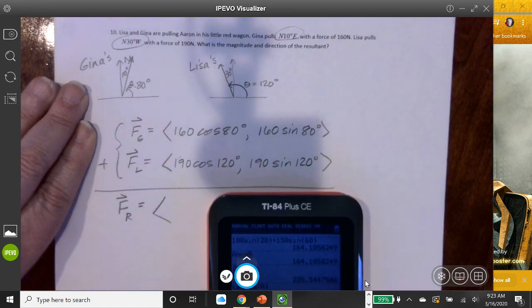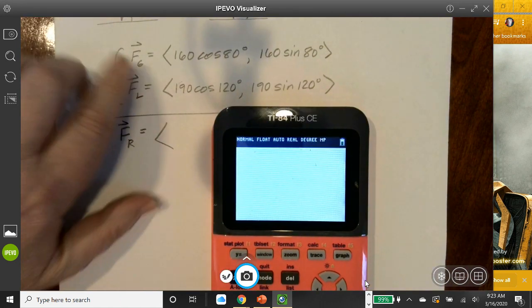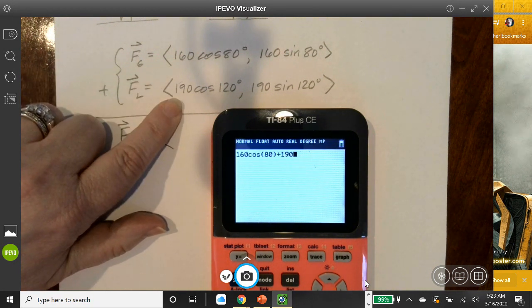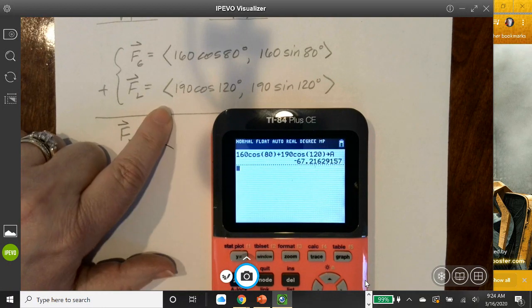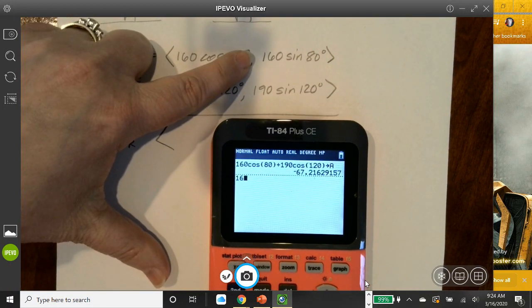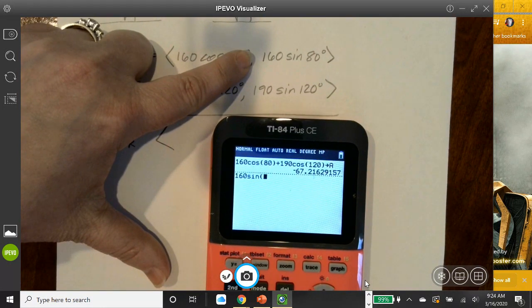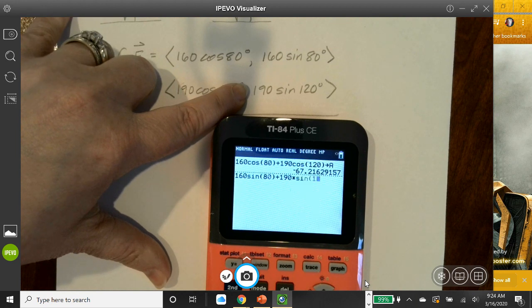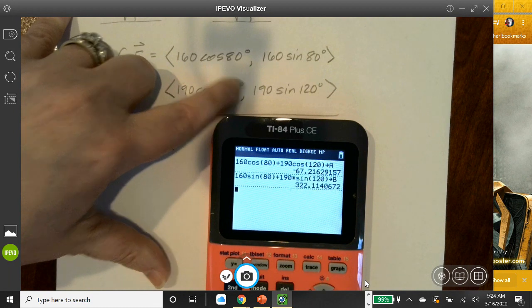So let's add them up. And I promise I'll try to remember to store them this time. So it'll be 160 cosine of 80 plus 190 cosine of 120, store to alpha A, and then we have 160 times the sine of 80 plus 190 times the sine of 120, store to alpha B. Yay, I remembered this time.